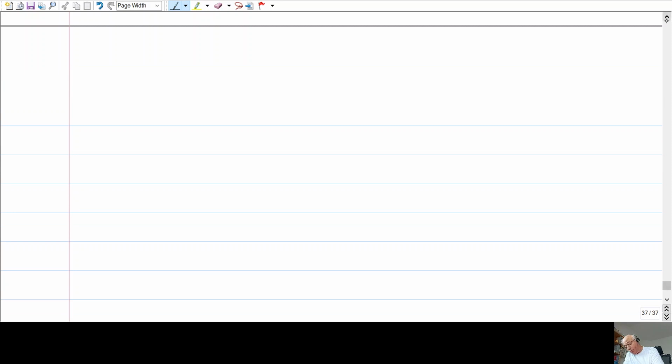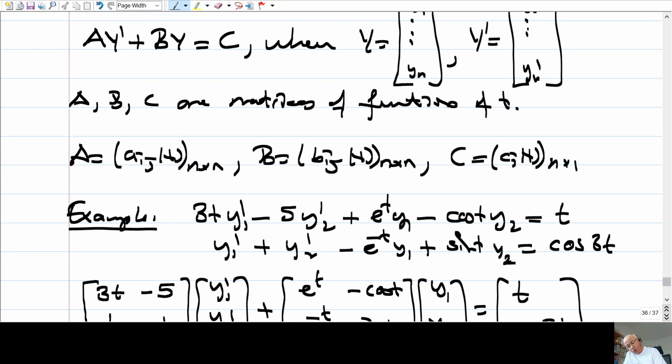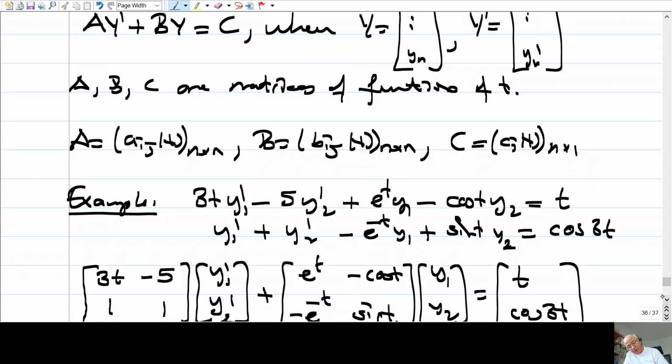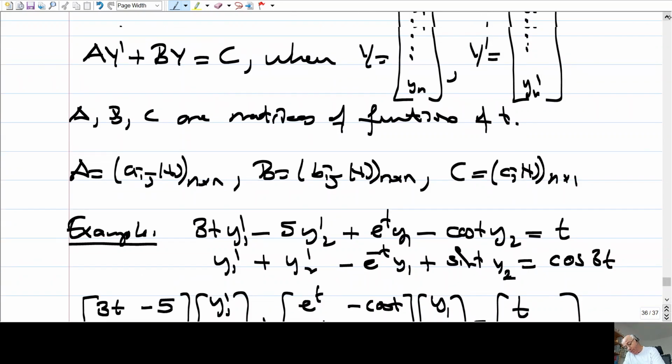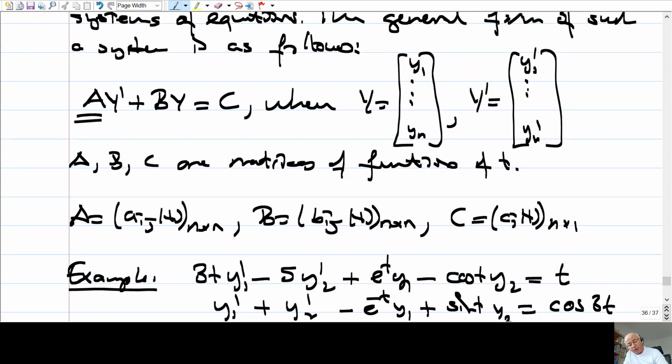In other words, we will assume that this matrix here is invertible, and I multiply this equation by A inverse, so I will have only the y prime term here.